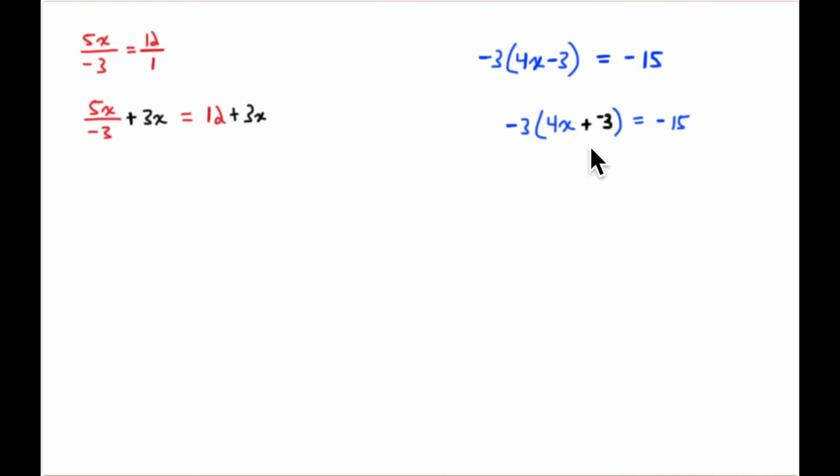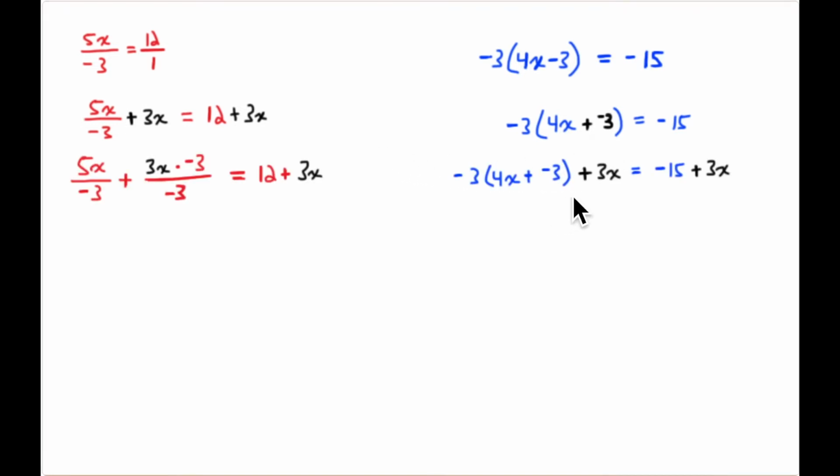So I always change, maybe not always, but as much as I can, I change subtraction to addition by adding its additive inverse. So this one's not too bad. So negative 3 times what's inside parentheses plus 3x equals a negative 15 plus 3x. So far so good. But on this side, if I'm going to add 3x to this term, I have to have a common denominator. So I have to rewrite 3x as negative 9x over negative 3. The way to do that is to multiply by negative 3 over negative 3. So that's equal to 1, so I'm not changing the value at all. I'm just multiplying by 1, adding 3x right here.